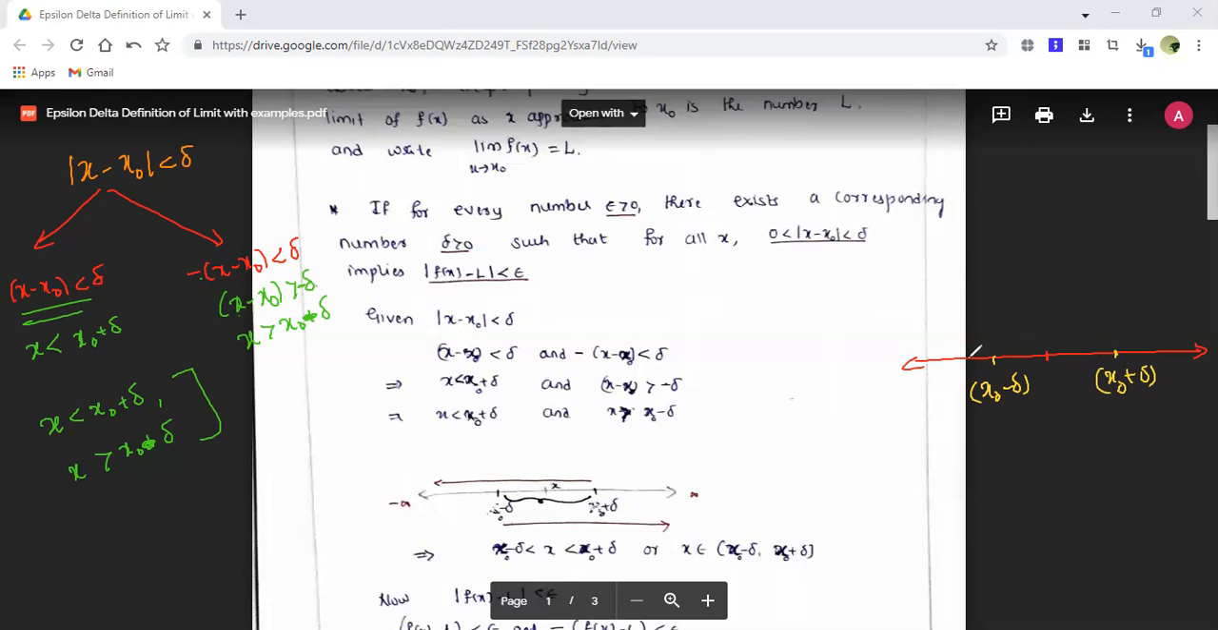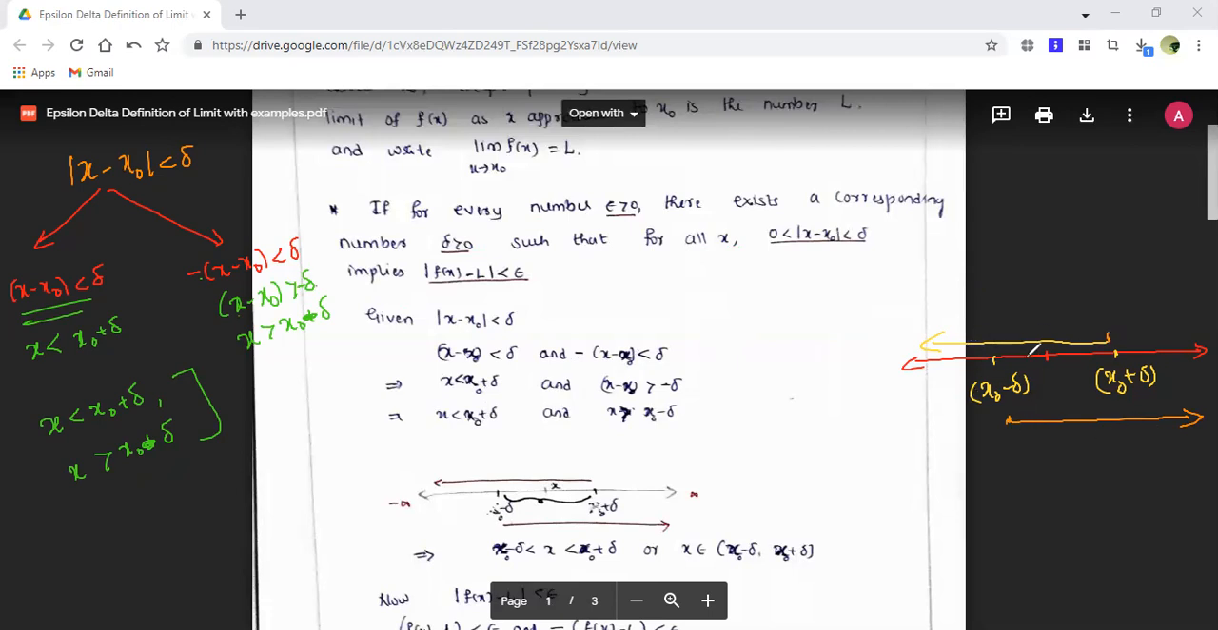Clearly, x is less than x naught plus delta. Less than x naught plus delta means all these values on the left side. Similarly, it is also talking about x being greater than x naught minus delta. Greater than means it is on the positive side, this way. So from here you can think of all the points.